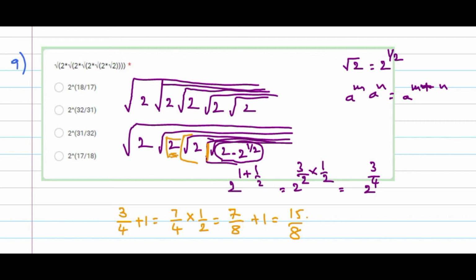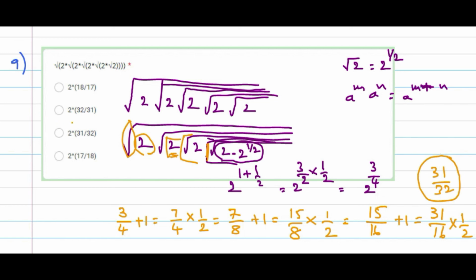Next again square root is there, into 1 by 2, which is equal to 15 by 16, and again 2 will be there, plus 1 is equal to 31 by 16, and again the root will be there, into 1 by 2, so it will be 31 by 32. That's all. So obviously 2 will be there now, so which is equal to 2 power 31 by 32. So this is the answer. Let's move on to the next question.